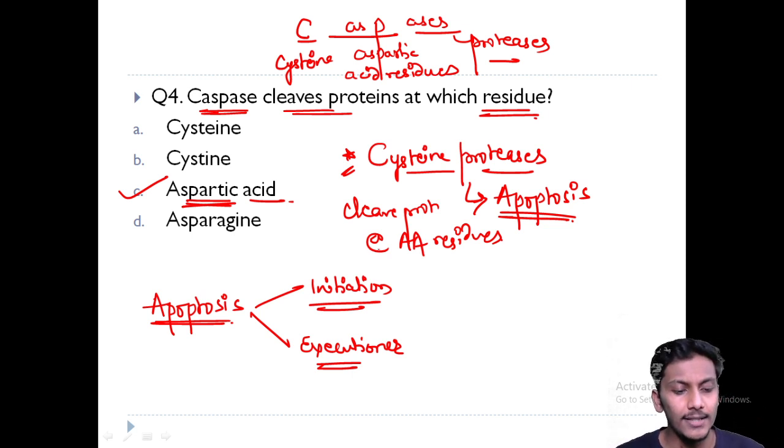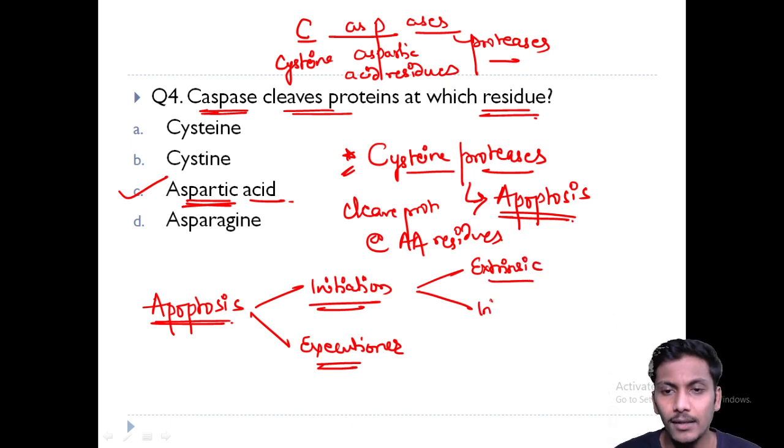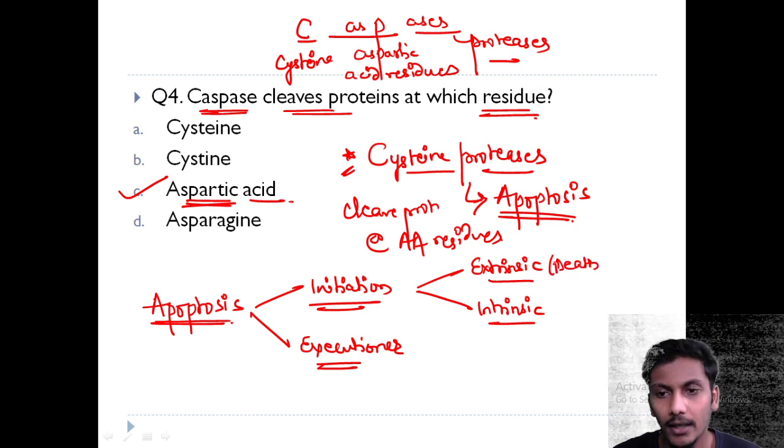So in the initiation phase, what happens? It is by two pathways. It can occur either by the extrinsic pathway, or it can also occur by the intrinsic pathway. Here the extrinsic pathway is also known as the death receptor pathway.